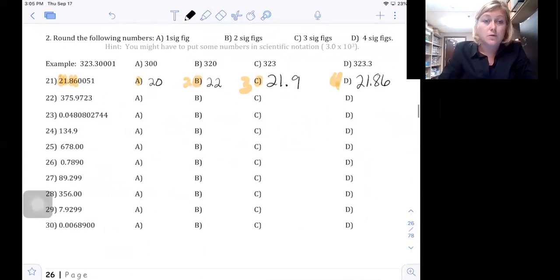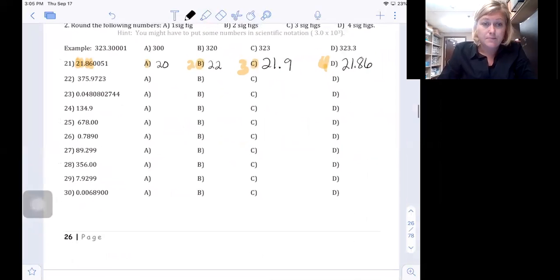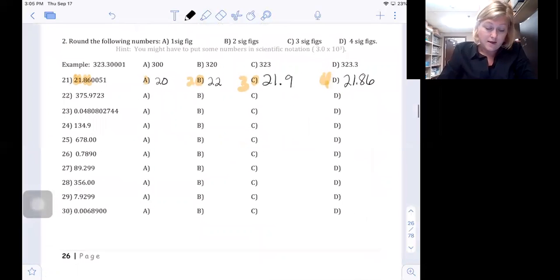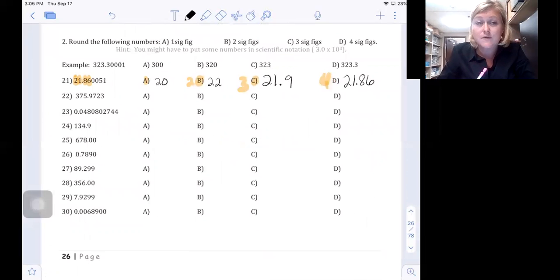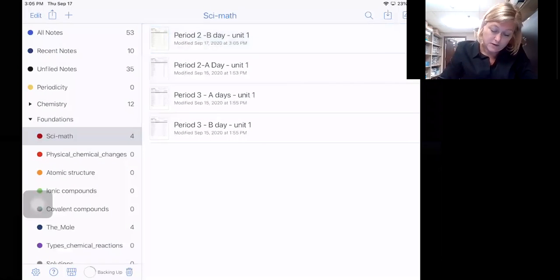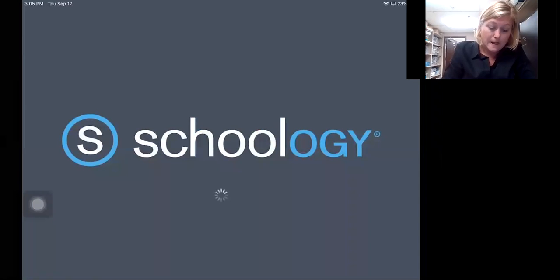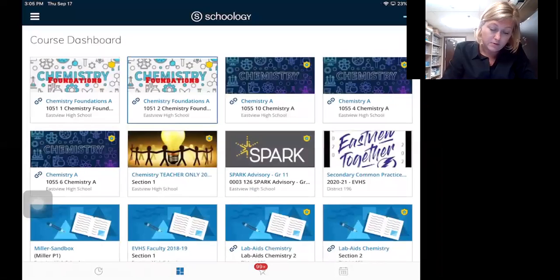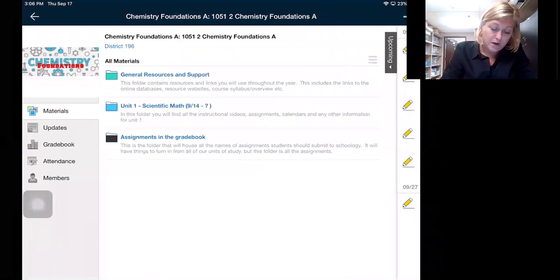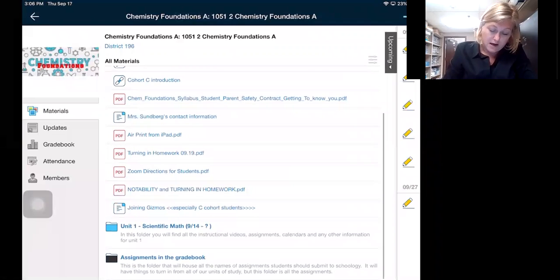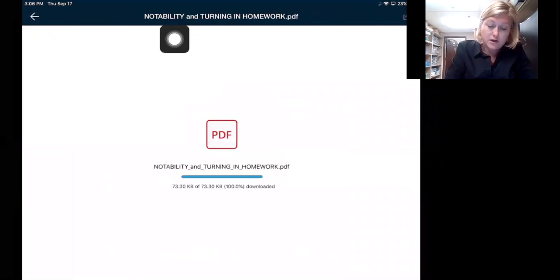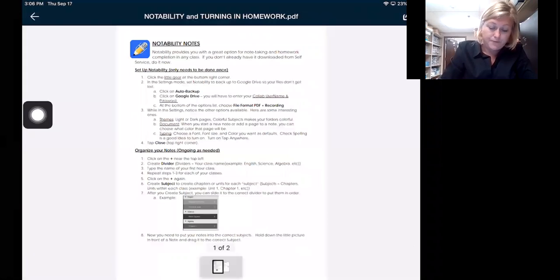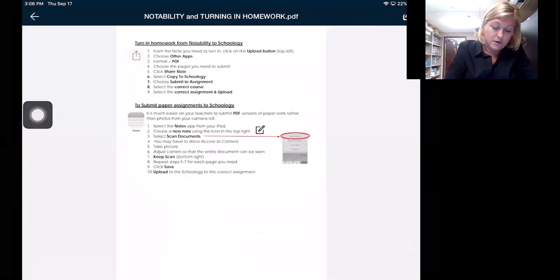Okay, so finish the rest of these and write down rounding, and then make sure you're only turning in these few pages on your PDF. If you don't know how to do just a certain amount of pages, I would suggest in Schoology, I'm going to pull up Schoology here, I would suggest you take a look at this. So I'm in chemistry, I'm in the general resources thing, and then I'm going to go to this Notability turning in homework page and check this out. It actually tells you exactly how to do it right here.